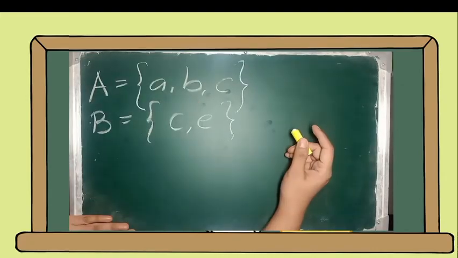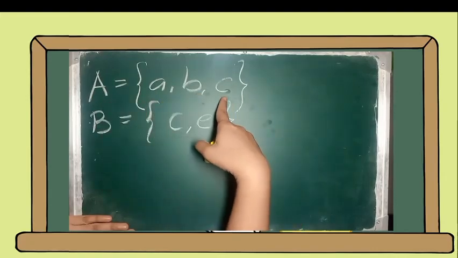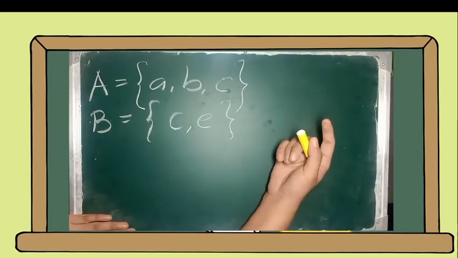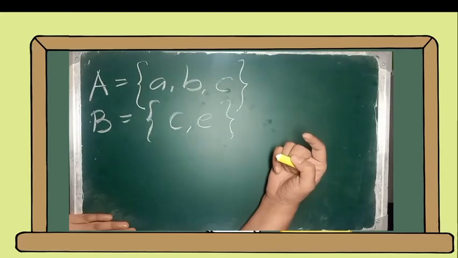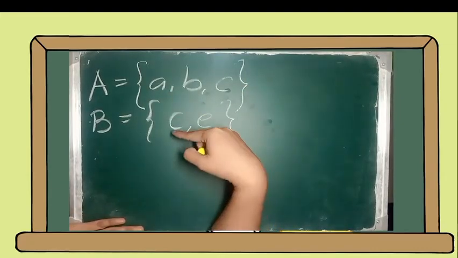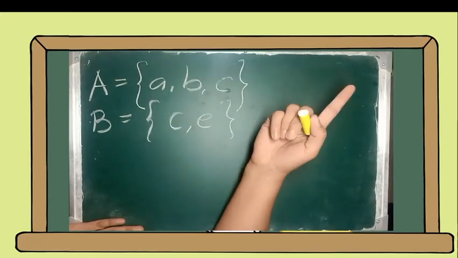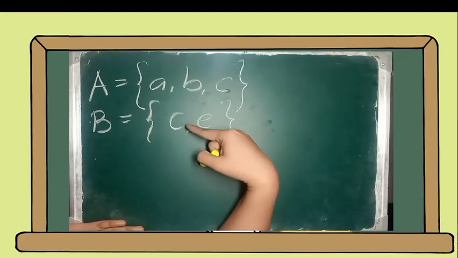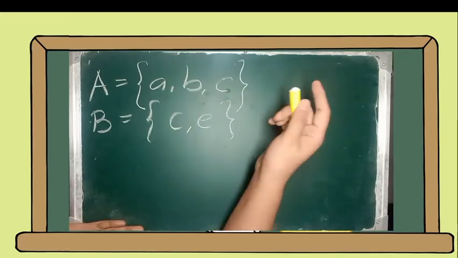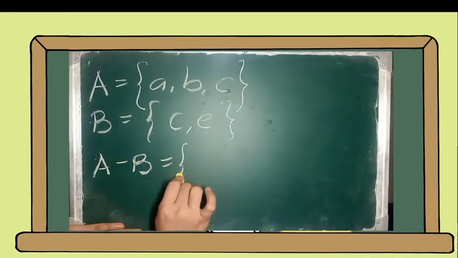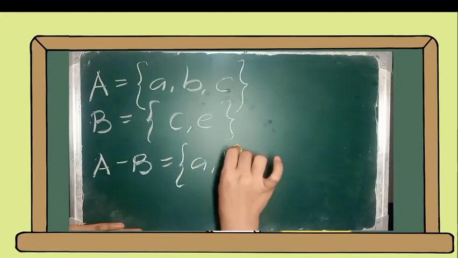For another example, if we have set A with elements A, B, C, and set B with elements C and E, so ano ang difference ng A and B? So, yung elements ni A na wala si B. So, tingnan natin. Si A, okay, kasi wala siya sa B. Si B, okay din, kasi wala siya sa B. Si C, ang tatanggalin natin kasi meron siya sa B. So, A minus B is equal to A, B.